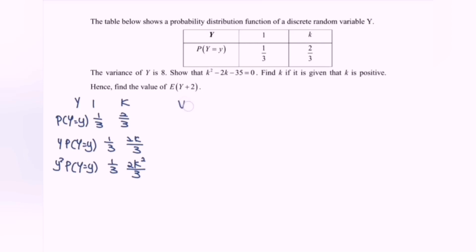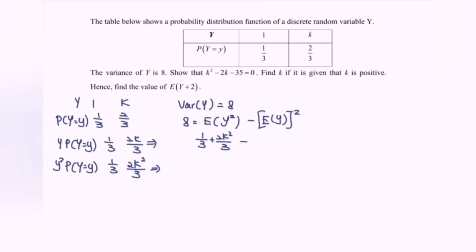Next, focus on the variance of y is equal to 8. As we all know, the formula for the variance is E of y squared minus E of y bracket squared. So it means that we have to sum up this part. So we will have 1 over 3 plus 2k squared over 3 minus, focus on this part, 1 over 3 plus 2k over 3 bracket square.